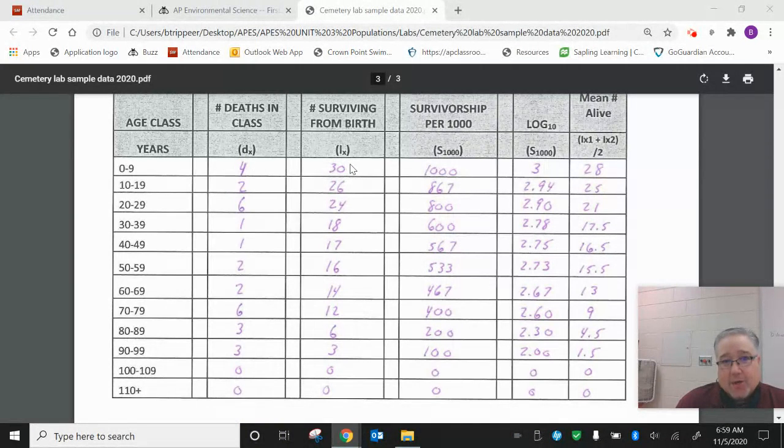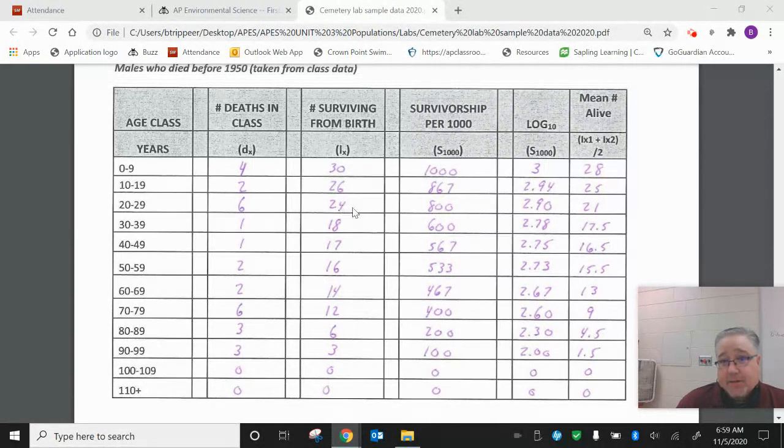We're going to add to it the number below it. That's our LX2. So 30 plus 26 divided by 2, and you get 28. Okay, you go down here to the next number, and you're going to go over 26. This is our LX1. Add 24. That's our LX2. Divide it by 2, and that gives you 25.